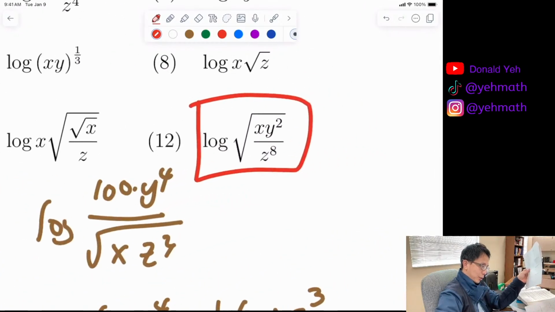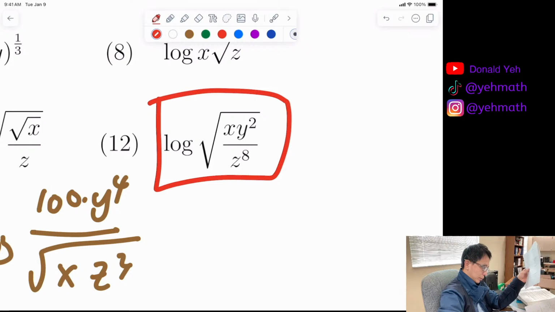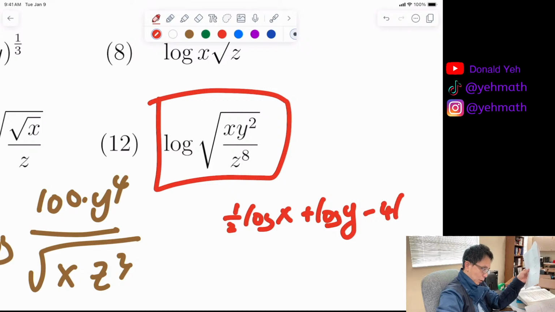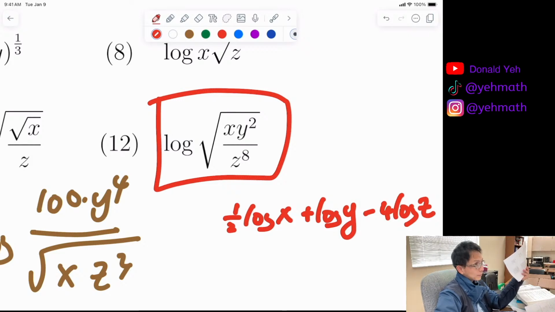What'd you guys get for 12? 1/2 log of x. Good so far. Plus log of y. Good. 4 log of z. Good. That's the correct one. You guys did this at the beginning of the year? You had a question? You don't understand.